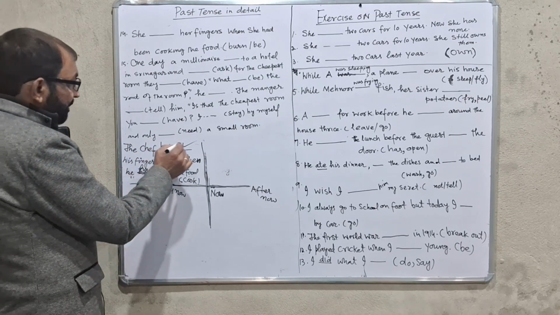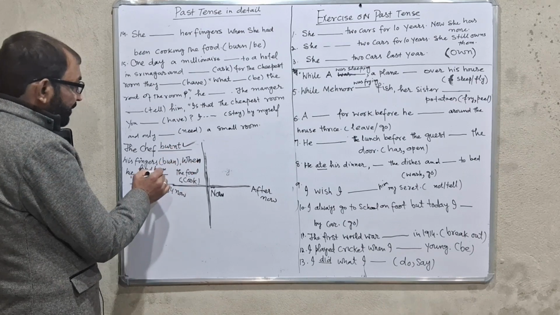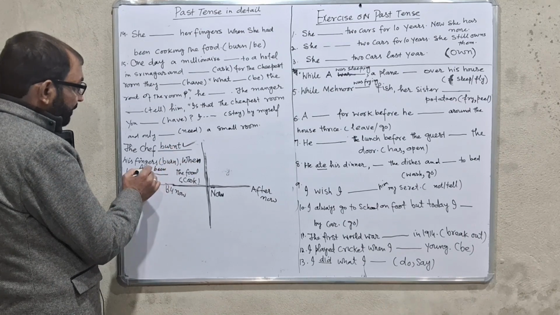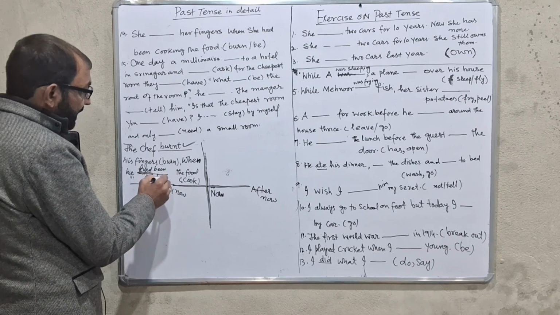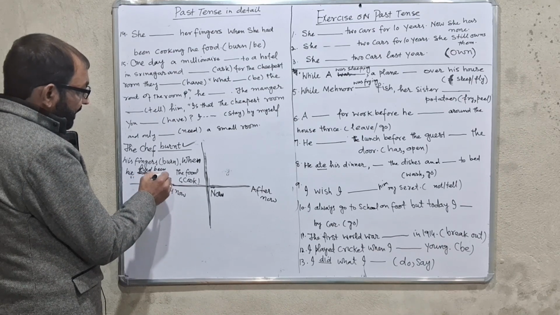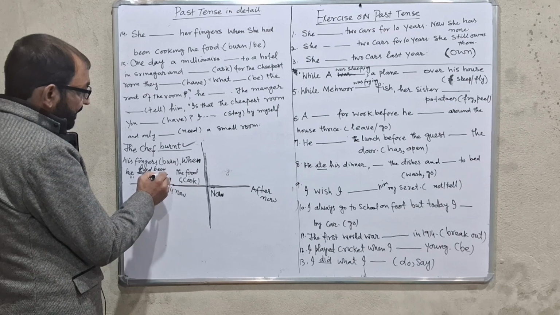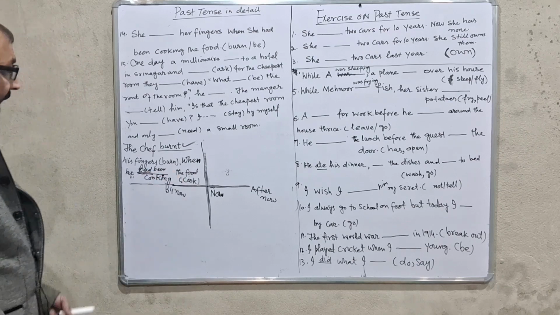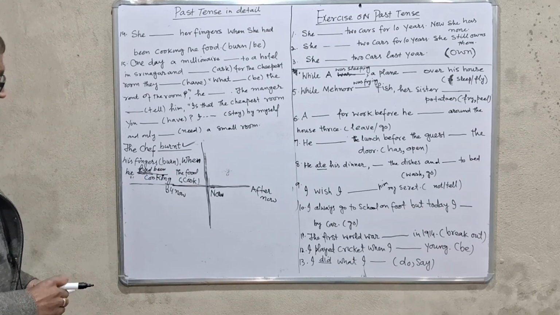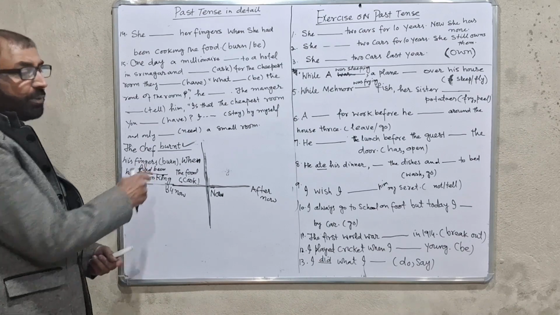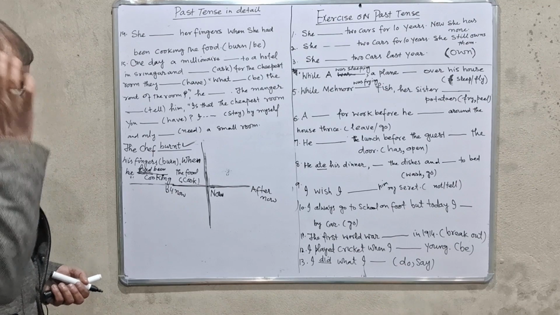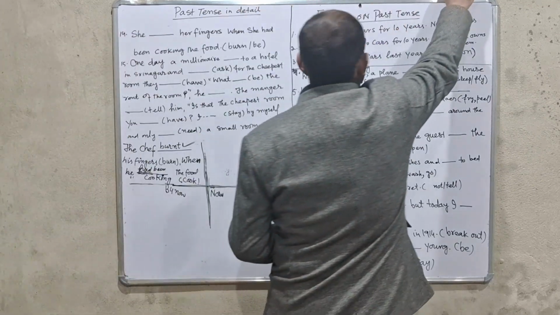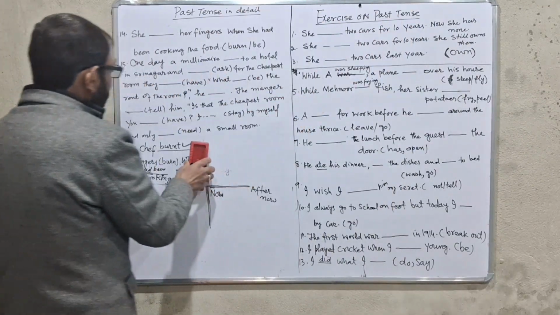One is past simple and another is past perfect continuous. Had been cooking means an action that was taking place in the past, and while undergoing this action, the action of cooking food, he burned his fingers. This was something about past perfect continuous.